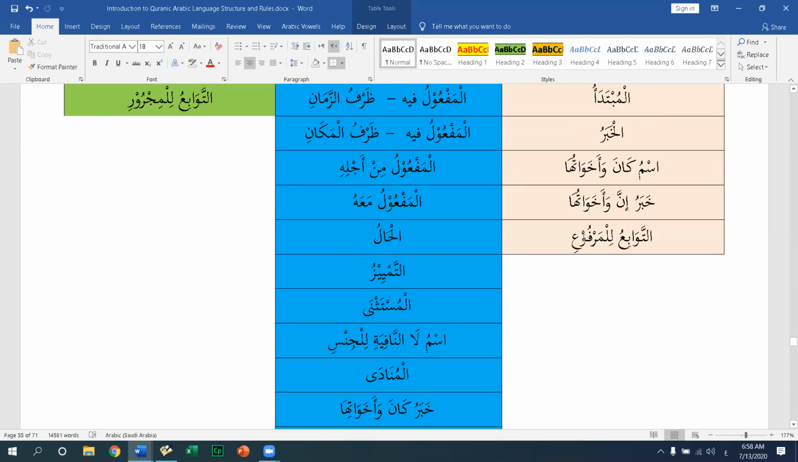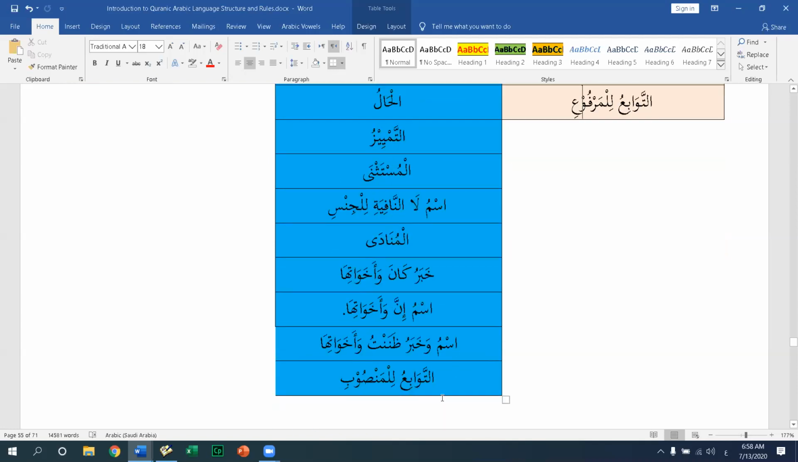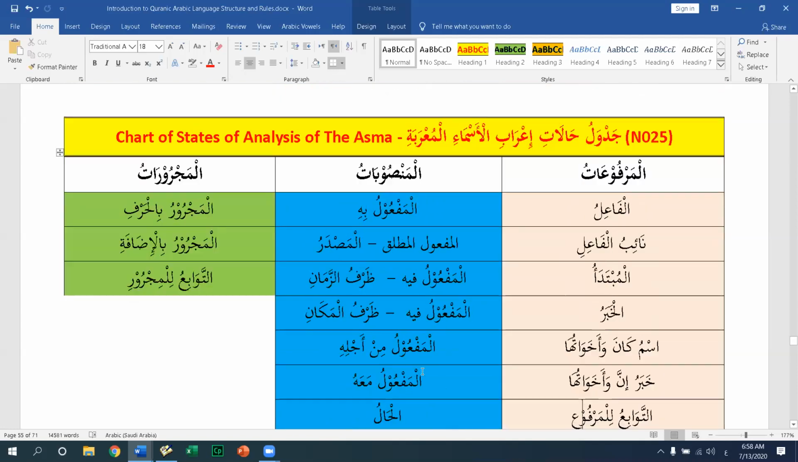So if you notice, for مرفوع we say التوابع للمرفوع are مرفوع. For منصوب التوابع للمنصوب are منصوب. And also for مجرور التوابع للمجرور are مجرور. So التوابع الأربعة will follow. So they would be in each section. There'll be مرفوع when the thing before is مرفوع. There'll be منصوب when the ism before it is منصوب. And there'll be مجرور if the one that preceded them is مجرور.